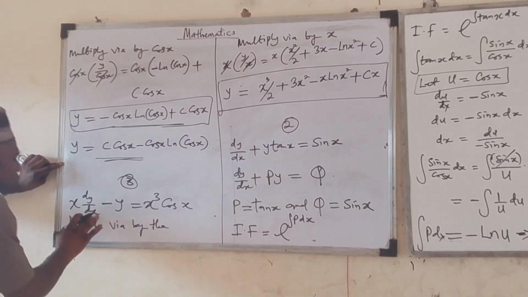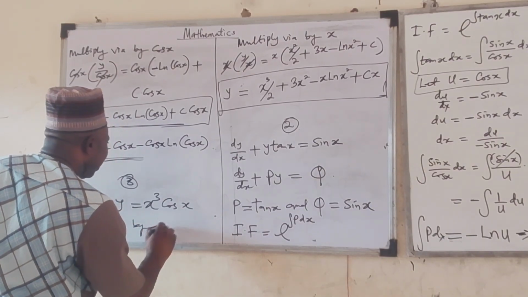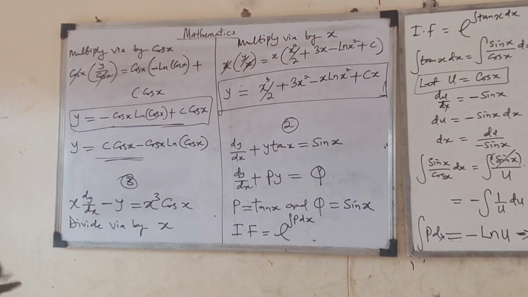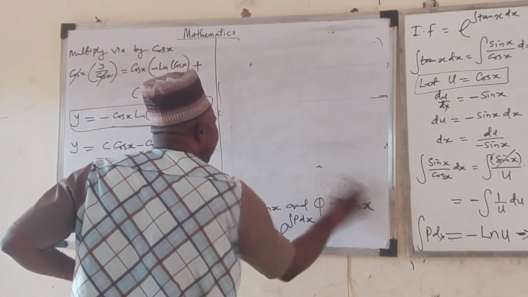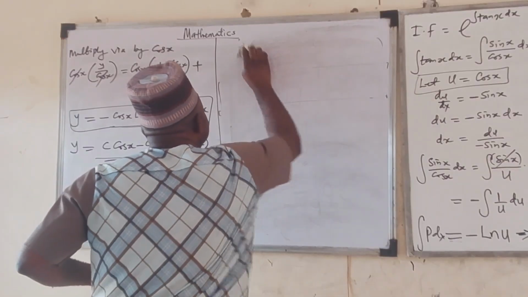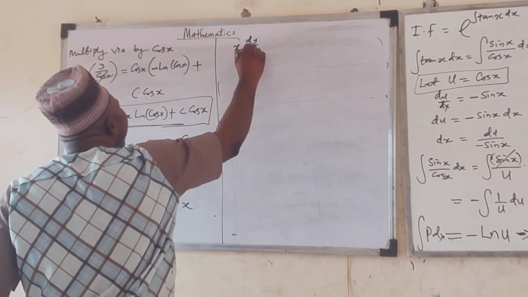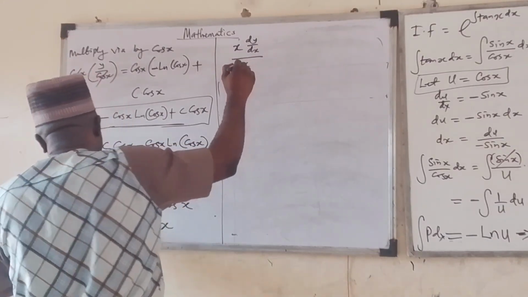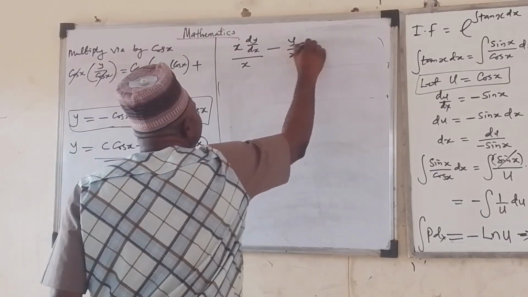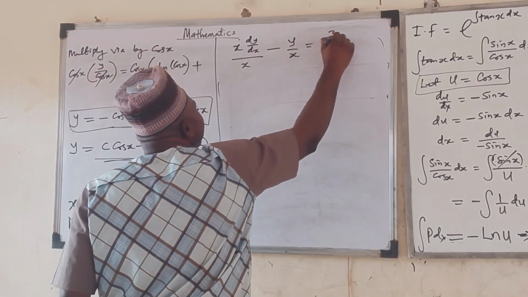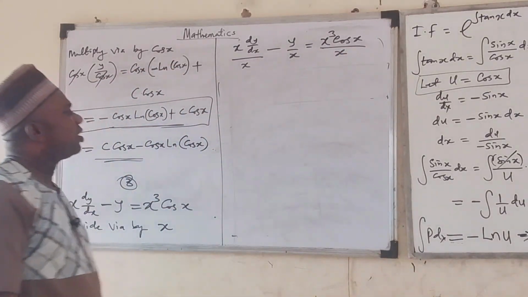By the coefficient of y all over x, that is by x. So dividing through by x, here we have x dy all over dx, minus y all over x, is equal to x raised to the power of 3 cos x all over x.